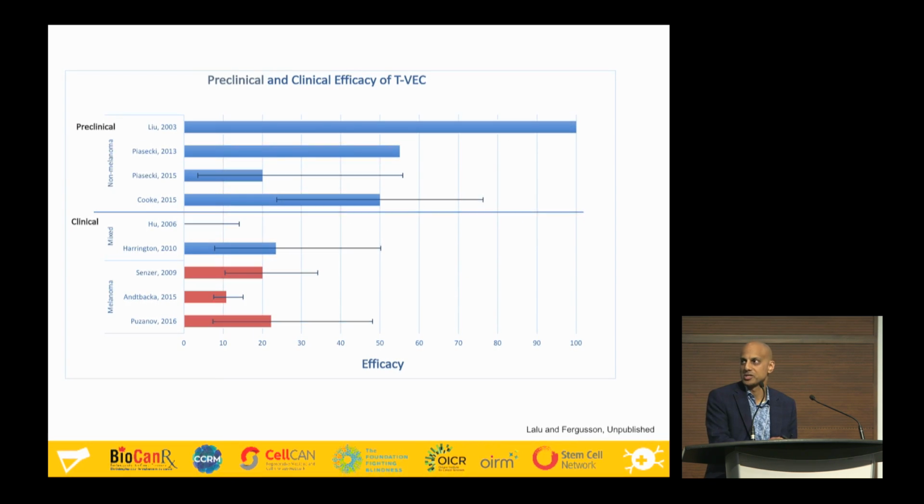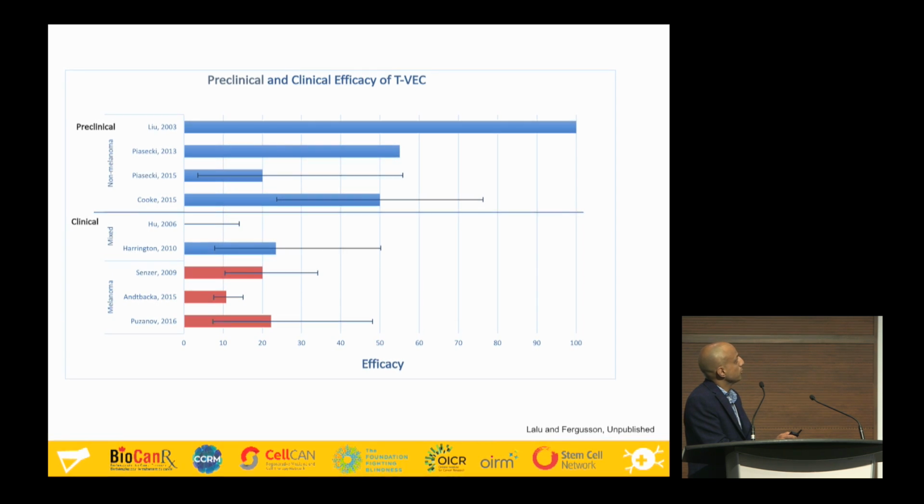So thinking about bench to bedside translation, this is one example of a success story. So those of you that are in the OV field, you probably recognize this is TVEC. It's the first and only oncolytic virus that's FDA approved. It's used to treat melanoma. And what I've charted here, and this is a study that we did where we try to trace back every single thing that's been published on TVEC, is the efficacy. So across the bottom here, you have efficacy. And then each of those bars represents the efficacy of different studies.